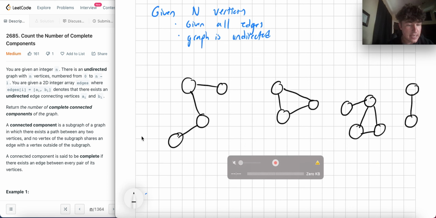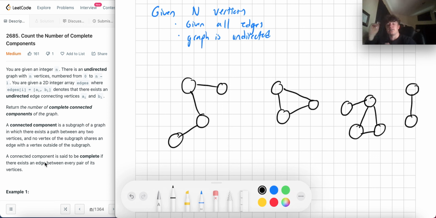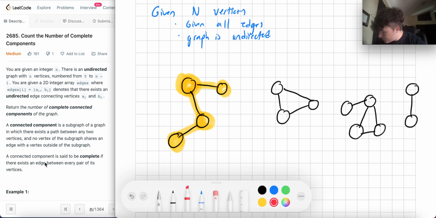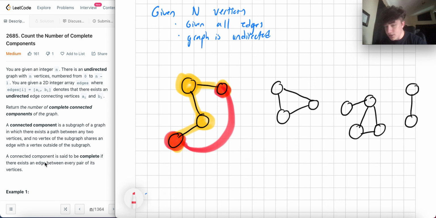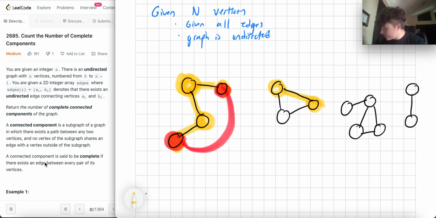Well, that means that there exists an edge between every pair of its vertices. So I can choose any two vertices, and there has to be an edge between them. If I choose this vertice and this vertice, there's an edge between them. If I choose this vertice and this vertice, there's an edge between them. If I choose this vertice and this vertice, there's an edge between them. But if I choose this vertice and this vertice, there's no such edge between them. So it's a connected component, but it's not a complete connected component. Versus in this problem, for any two pair of vertices, there's an edge between them.